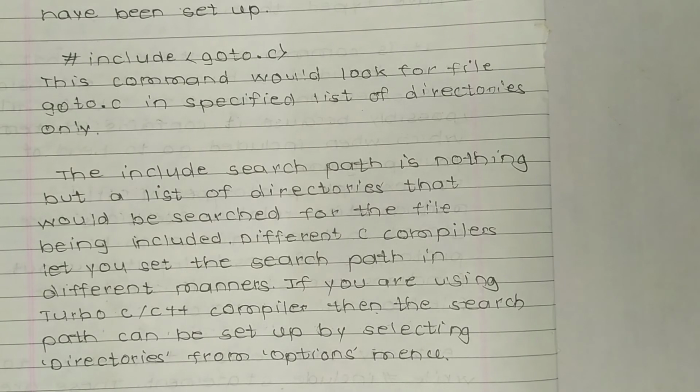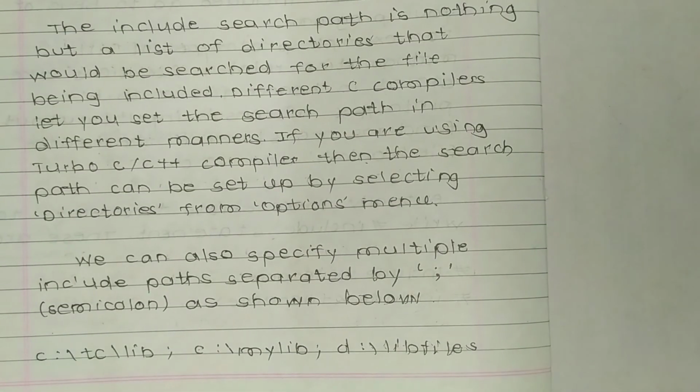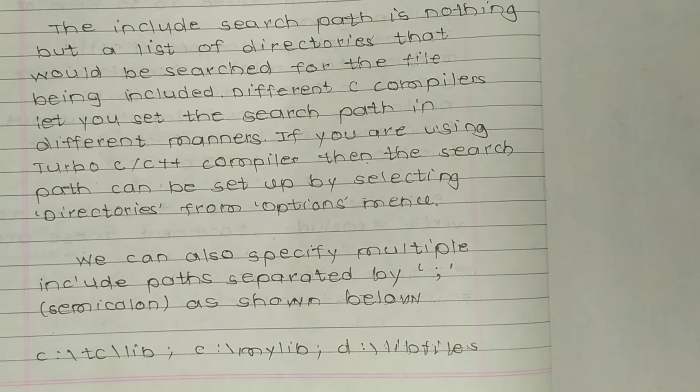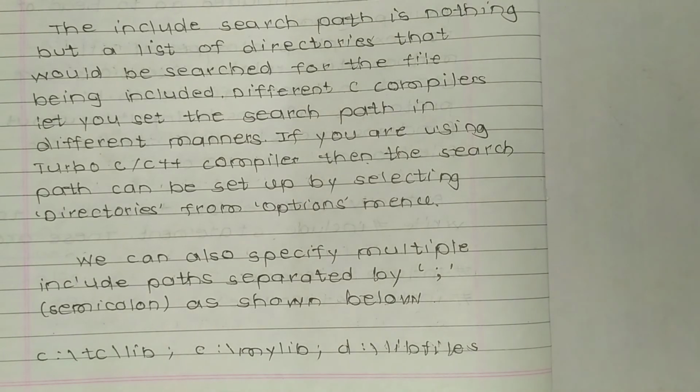If you are using the Turbo C or C++ compiler, then the search path can be set up by selecting Directories from the Options menu. We can also specify multiple include paths separated by a semicolon, as shown below: C:\tc\lib;C:\mylib;D:\libfiles. So we can also specify it like this.